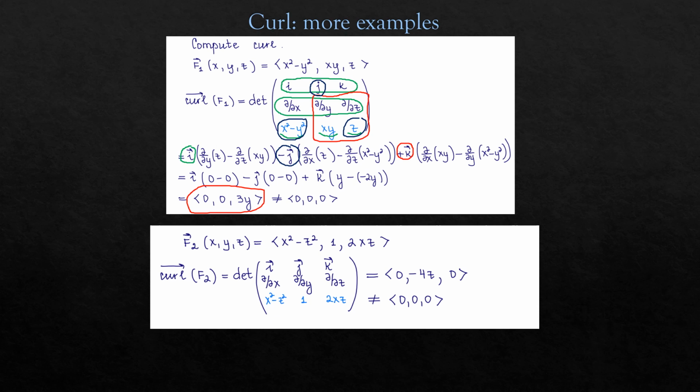So the vector field produces the following curl: 0 for the first component, negative 4z for the second, 0 for the third. So this is not identically equal to the 0 vector. So this vector field is also not conservative. It is not irrotational.